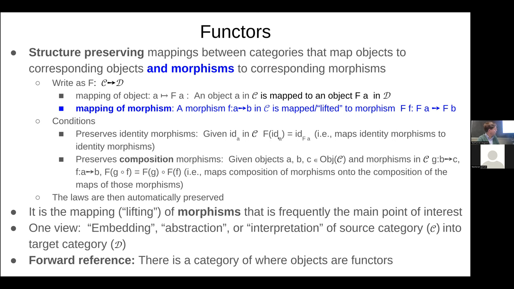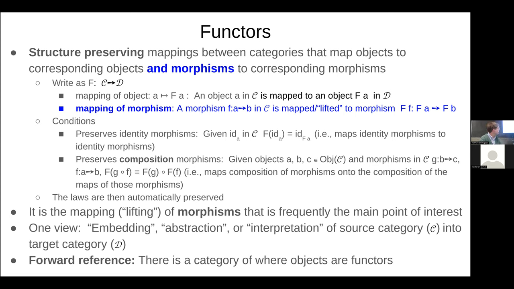So you kind of see it right here. The mapping of an identity morphism on A with functor F gives the identity on F of A, right? The identity on the object that results from applying the functor to A. But the other thing that has to be honored is the other way in which we encode structure in categories, which is composition of morphisms, right?